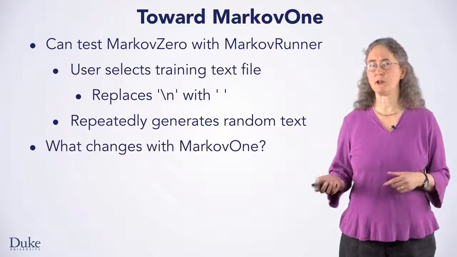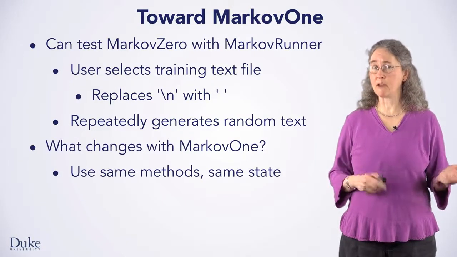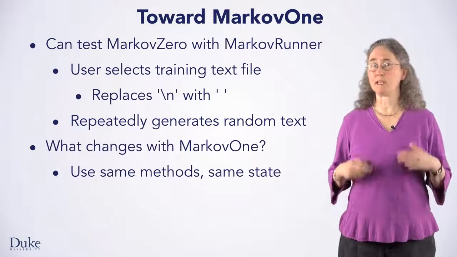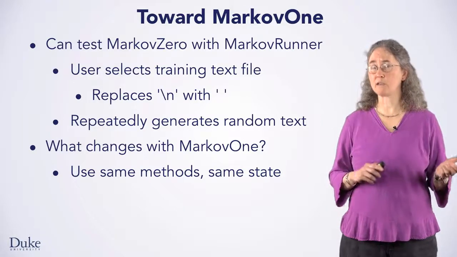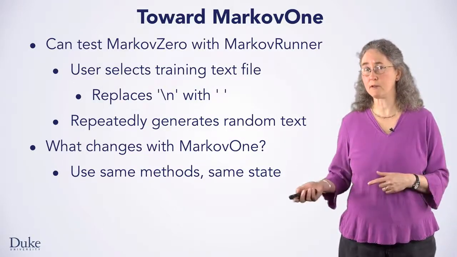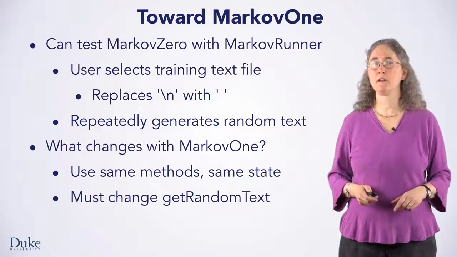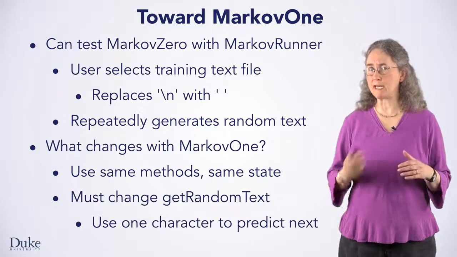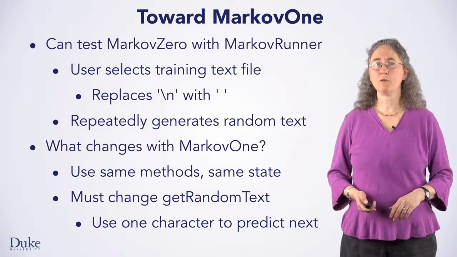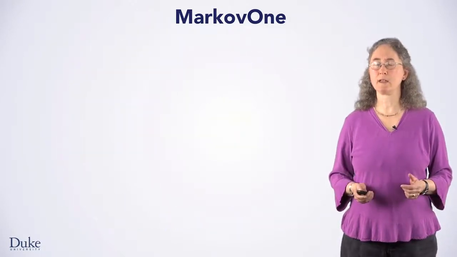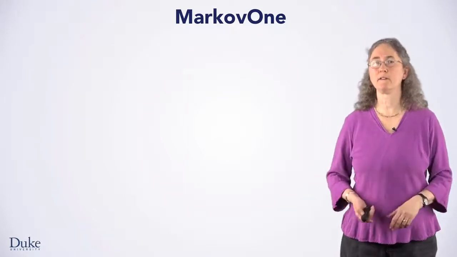What will change when you develop and use Markov 1? You'll use the same method names and the same state. By using the same method names, the Markov Runner test class can be used to test Markov 1 as well as Markov 0. You'll need to change the getRandomText method, since one character is used to predict the next character in order 1 Markov text generation. We'll provide a quick overview of the concepts in Markov 1. You'll see more of the algorithmic development in a later lesson.